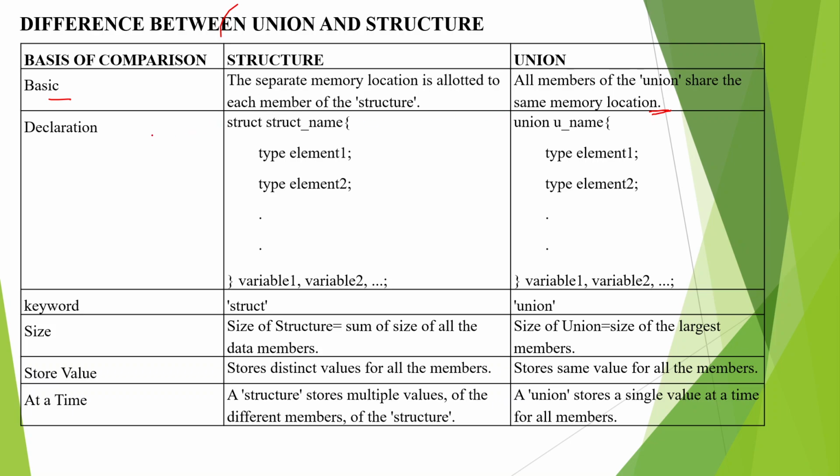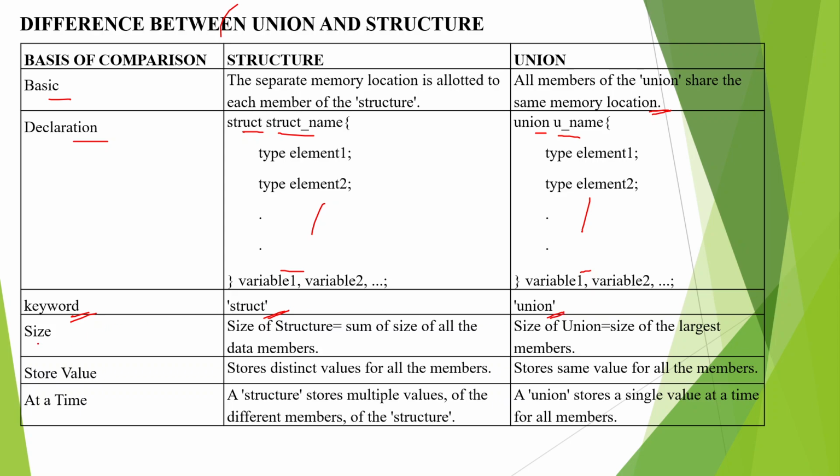Okay, the declaration thing, nowhere is it different. Structure declaration: struct, name, followed by the variables like this. You can do union, name, followed by the variables inside fields like this. There is no difference between the declaration of a structure and the declaration of a union. The only difference in the declaration is the keyword: struct for declaring a structure, union for declaring a union.